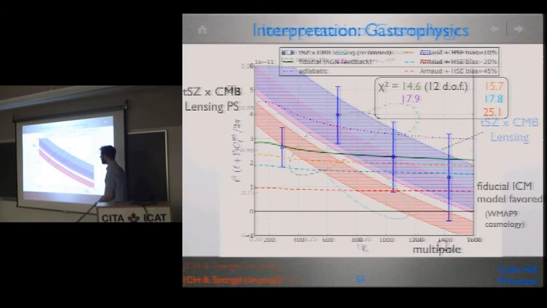On the tSZ side, to get the errors to shrink, I just think that we need to push forward on these approaches where you're using multiple statistics simultaneously to get around the degeneracies of the gas physics and the cosmology. The error bars on these things are dominated by systematics, really, on the tSZ side that come from the ICM. So it's just a matter of, I think, having a clever enough approach to break these degeneracies and get around that issue.